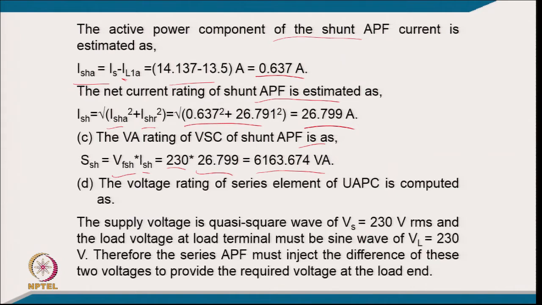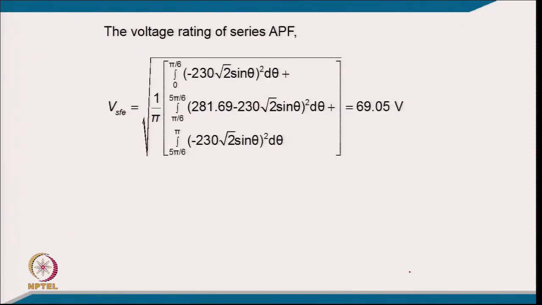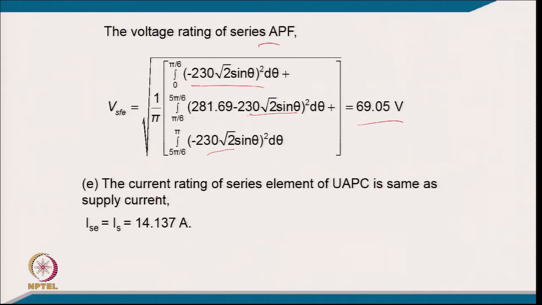So, it comes to 6163.674 volt ampere. The voltage rating of the series element of the universal active power conditioner is estimated as follows. The supply voltage is a square wave of 230 volt RMS, and the load voltage must be a sine wave of 230 volt RMS. Therefore, the series active filter must inject the difference of these two voltages to provide the required voltage at the load end. The voltage rating is calculated this way because for the first 30 degrees there is no voltage from the inverter. So, this is the voltage from the inverter side minus the load side. After estimating RMS, this comes to 69.05 volt.